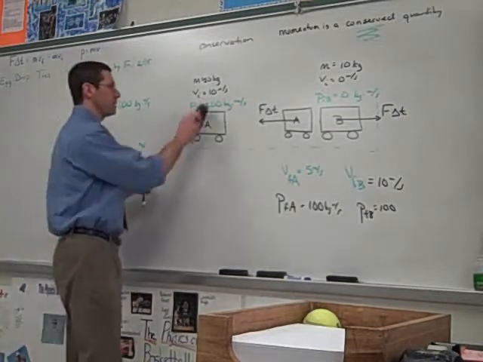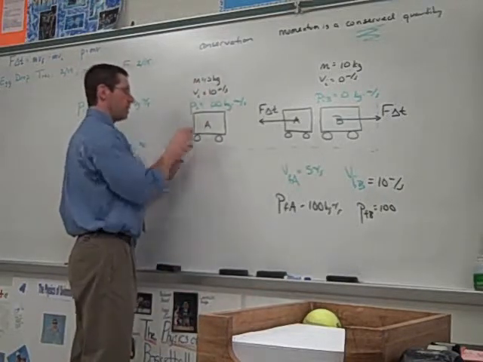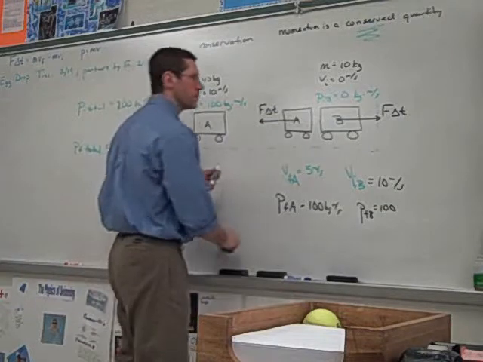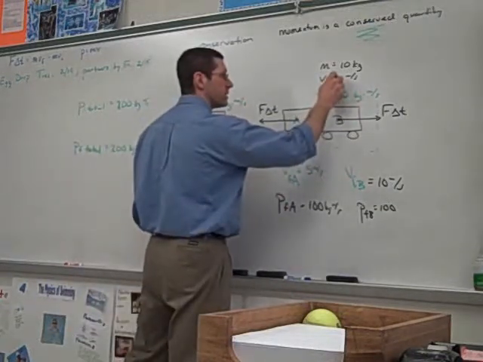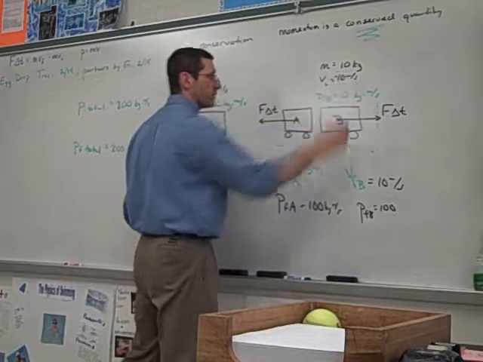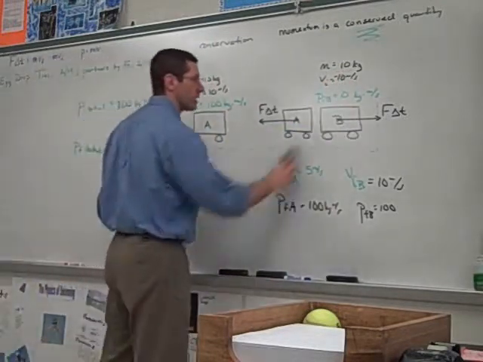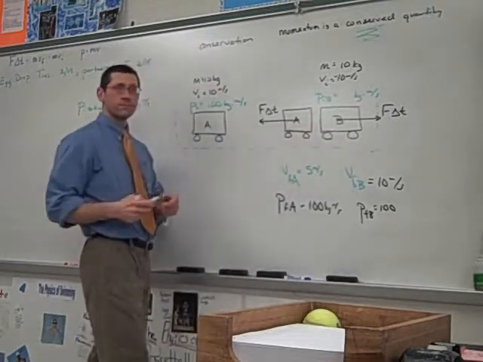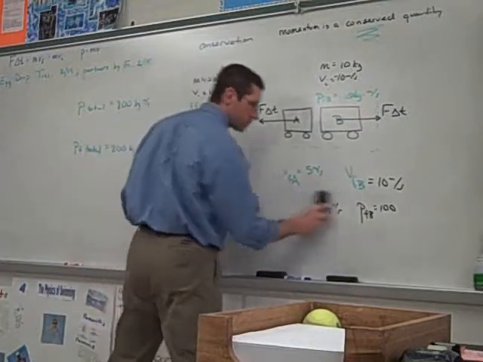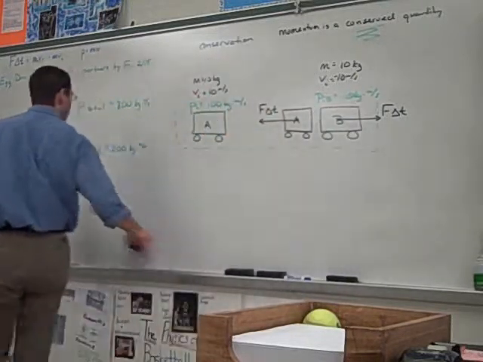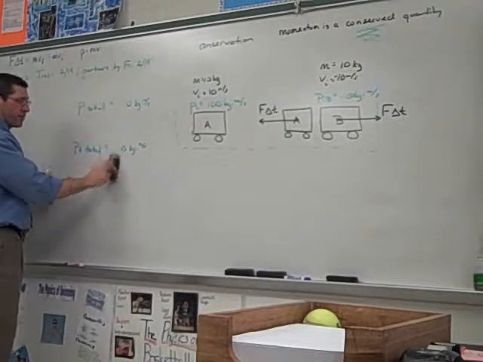One last thing. Let's take this back to here. 10 and 100. 10. Now let's give cart B an initial velocity of negative 10, right? Now it's moving to the left, so it's negative. So what's the initial momentum of B? Negative 100. So then the total momentum in the system is 0, and it needs to be 0 after.